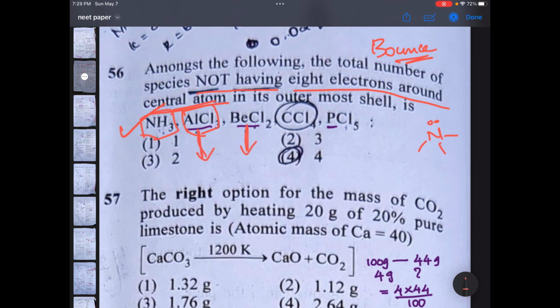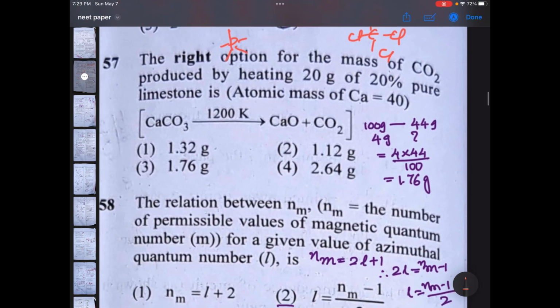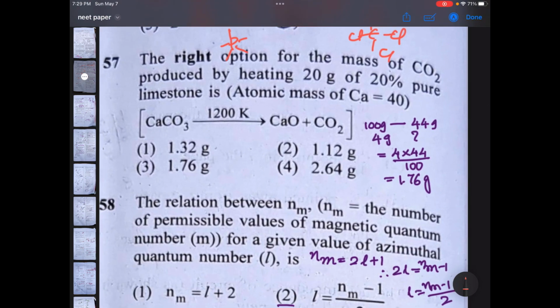BeCl2 definitely you can take because only 2 bonds are there. CCl4 is fine because it can form 4 bonds. But PCl5 is the problem because PCl5 will have 5 bonds. When 5 bonds are there, there will be 10 electrons. He is asking not having 8 electrons, so PCl5 should also be taken into consideration. So the answer will become 3. Less than 8 electrons means 2, but not having 8 electrons around means the answer is 3. I think this question may be a little confusing for students.